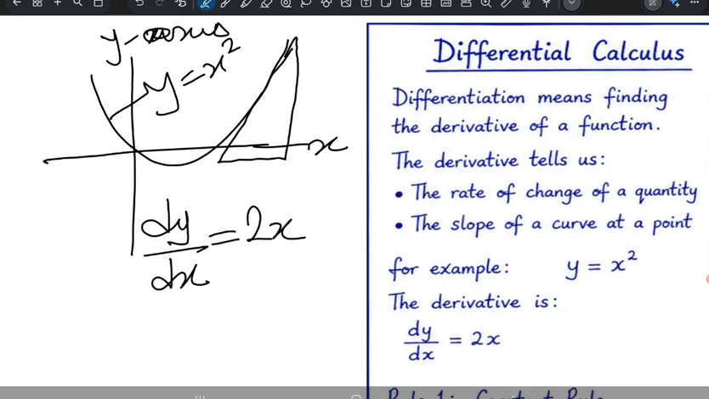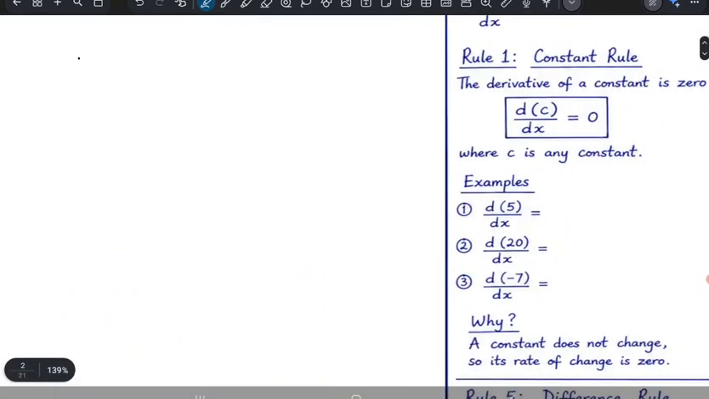But we have some rules that will make this topic easier for you in solving certain problems where you have to apply it. So that is why you now have rules. We have rule 1, the constant rule: the derivative of a constant is 0. When you differentiate a constant, it is equal to 0, where c is any constant.